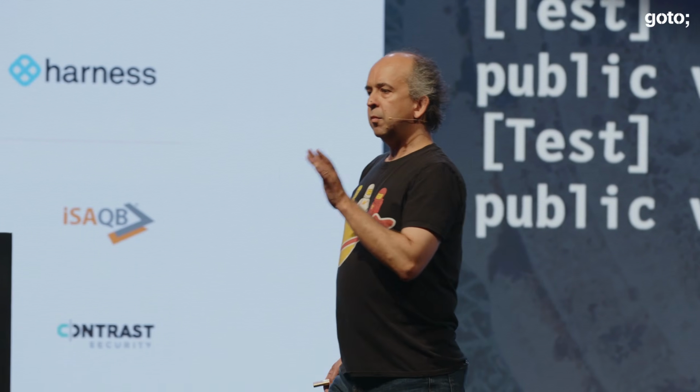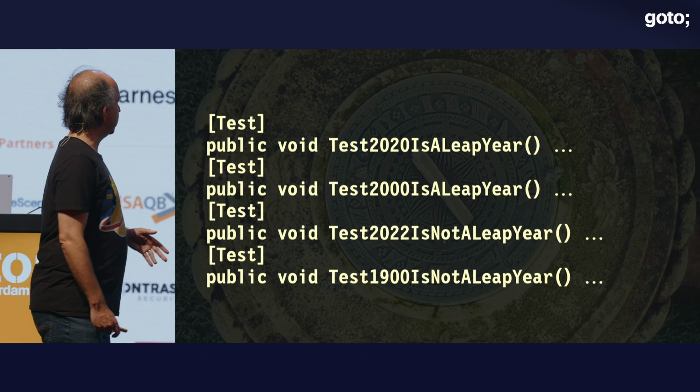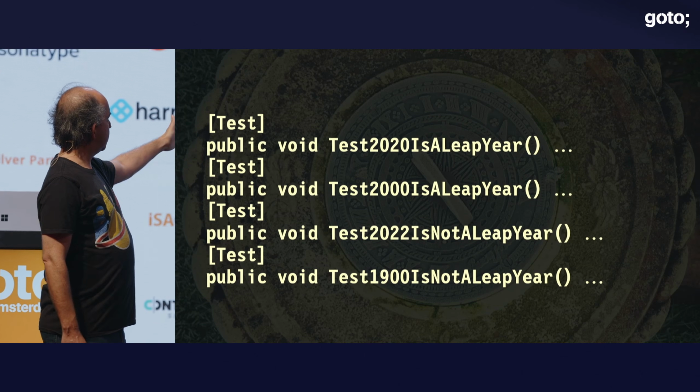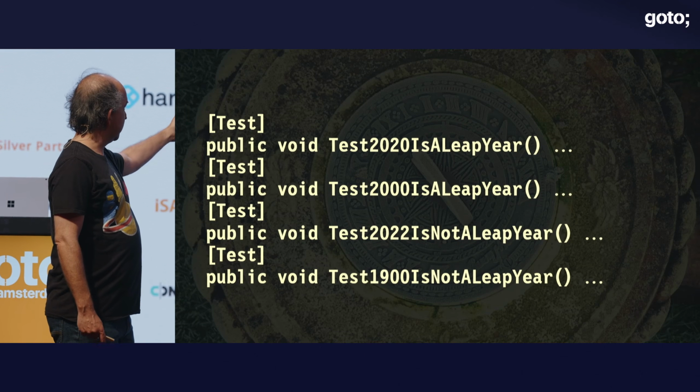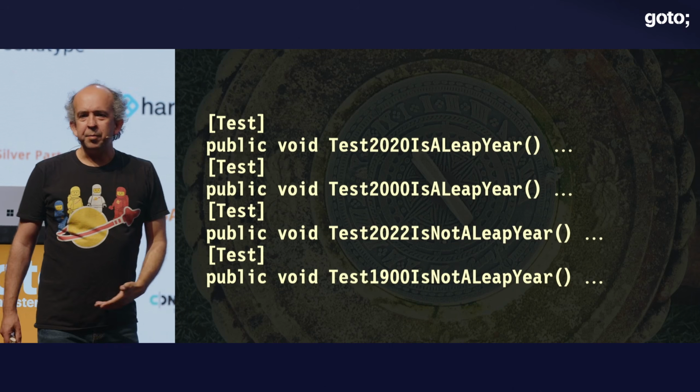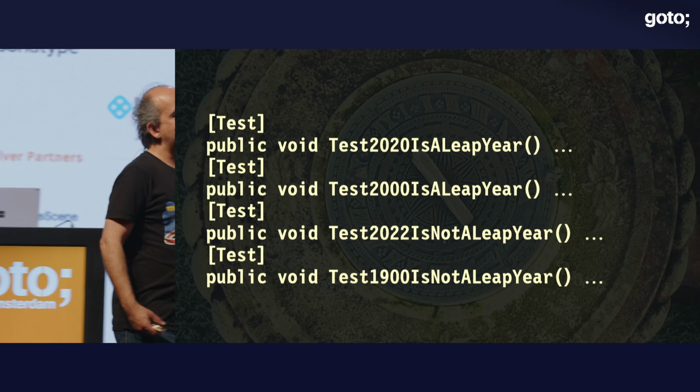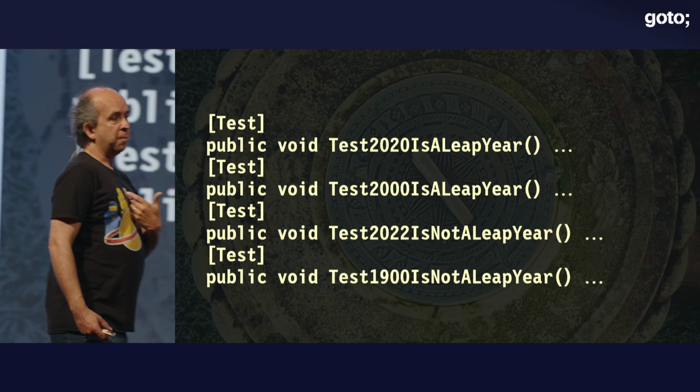I might be tempted to separate these out. So this is one of the next test smells. People end up hard coding their examples into the name. Test 2020 is leap year, test 2000 is leap year, test 2022 is a leap year. Great, but what about all the others? You've picked some examples, but you haven't yet given me, the reader, a model of reasoning.